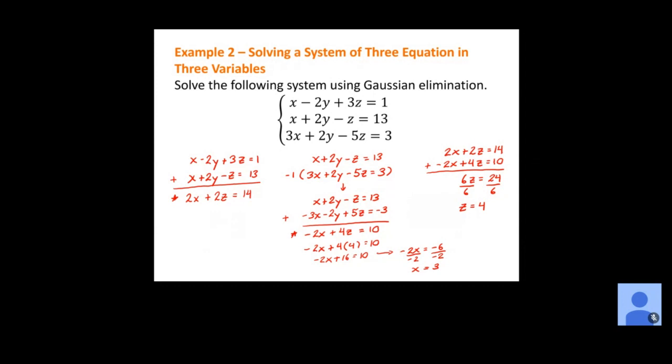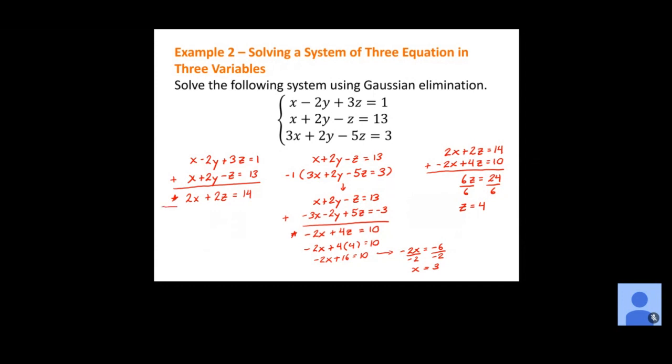Now, once we have that information, now what can we do? Now we can solve for y, right? We have an x and we have a z. So does it matter which equation we choose? It does not, okay? You have three options at the top there. You can plug in the z and x values for any of those three, and they're all going to give you the same y value. So which one do you want to use? Second one, okay?